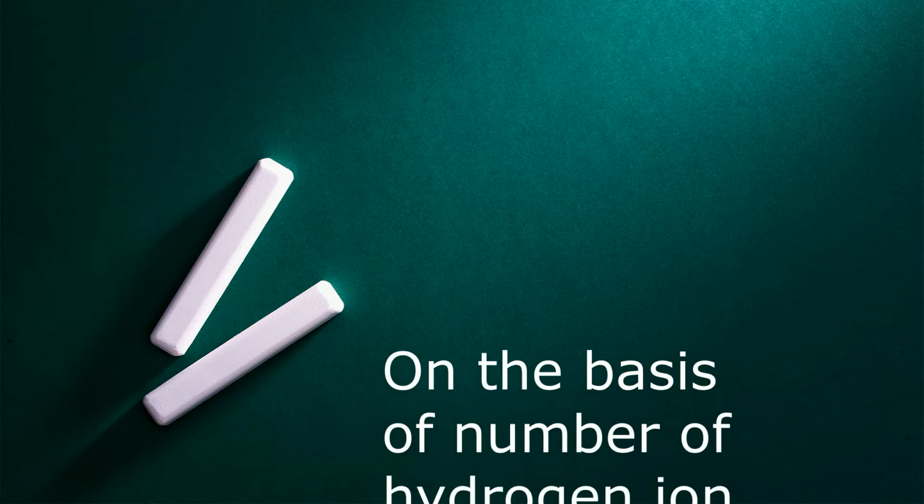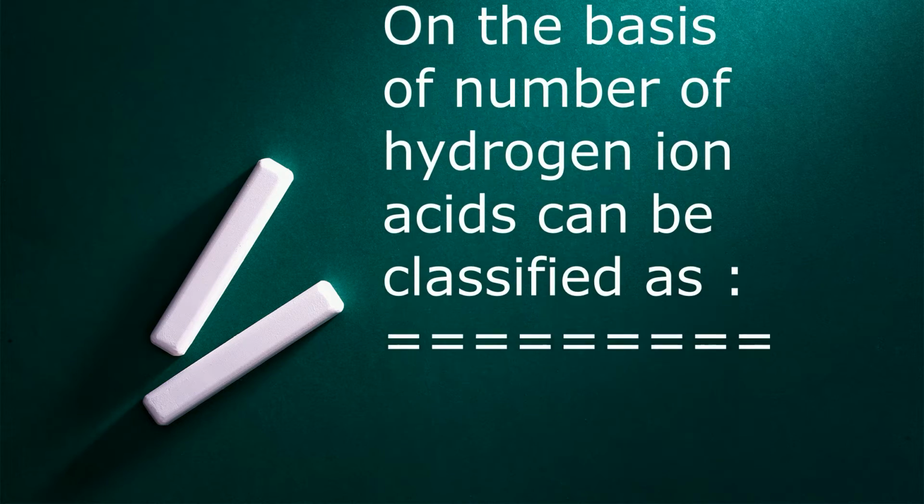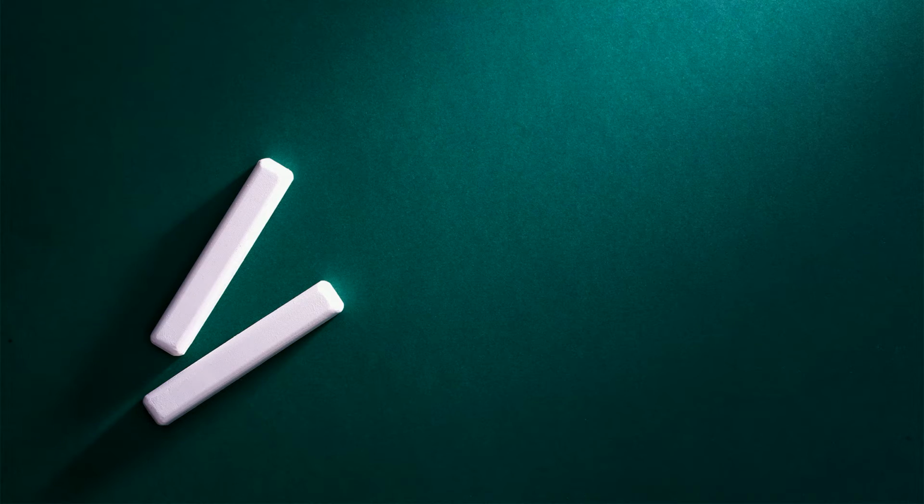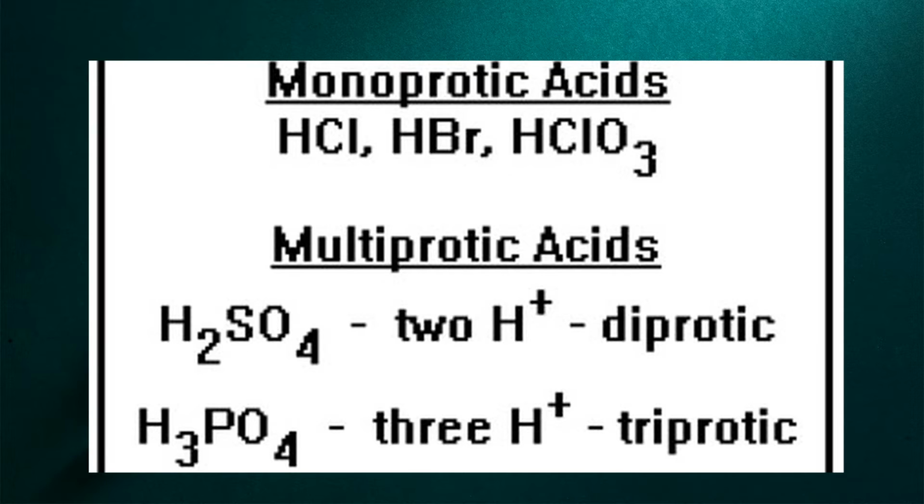On the basis of number of hydrogen ions, acids can be classified as monoprotic acids. Such type of acid produces 1 mole of H+ ions per mole of acid, example HCl, HNO3. Diprotic acids can produce 2 moles of H+ ions per mole of acid, example H2SO4. Triprotic acids produce 3 moles of H+ ions per mole of acid, example H3PO4. Polyprotic acids can produce more than 3 H+ ions per mole of acid.